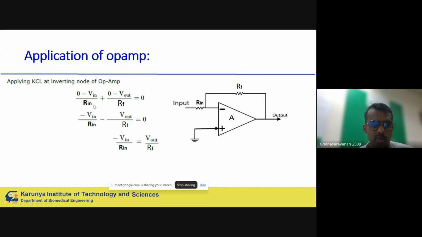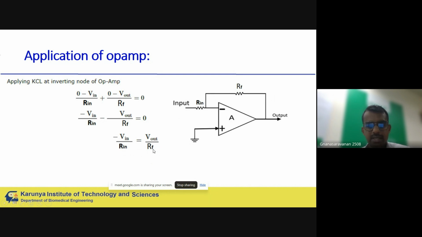In the next step, we can avoid the zeros. So minus Vin divided by Rin, minus Vout divided by Rf is equal to 0. Now what do we do? We rearrange the expressions. This term I'm bringing onto the other side. So minus Vout by Rf becomes Vout by Rf. Minus Vin by Rin is equal to Vout by Rf.